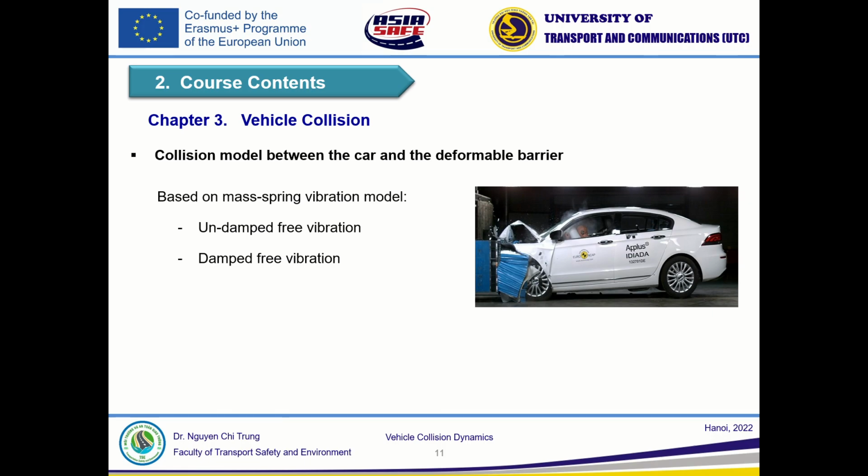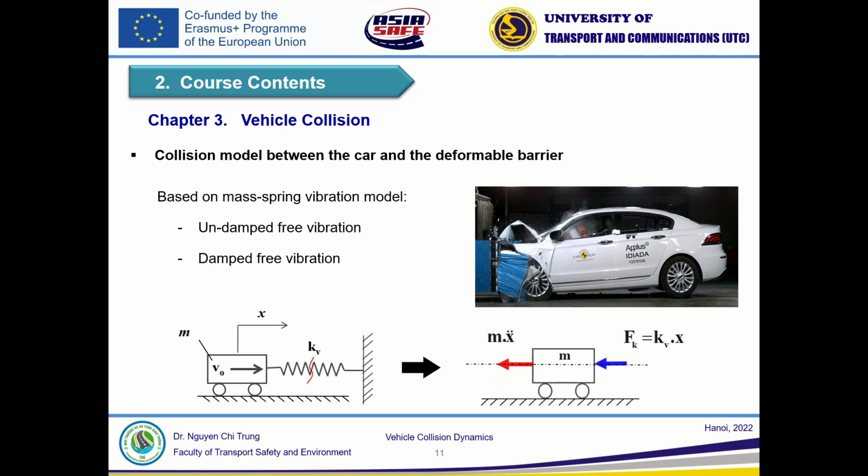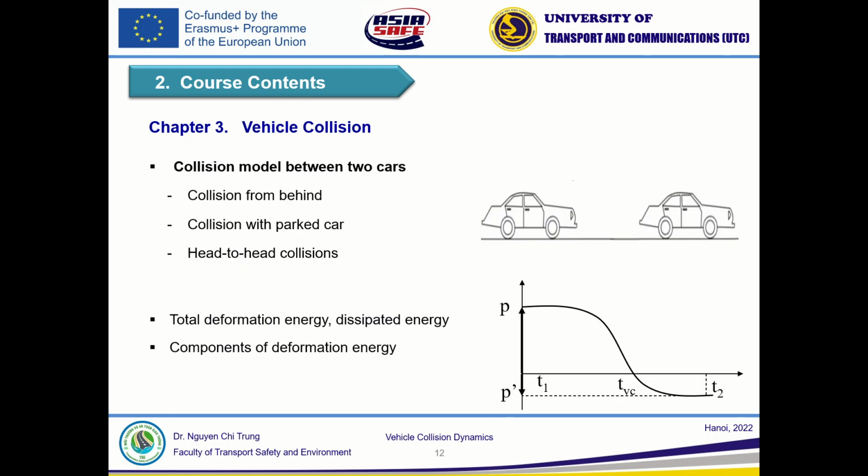The collision model between a car and the deformable barrier, based on mass spring vibration model, undamped free vibration and damped free vibration. Collision model between two cars: collision from behind, collision with parked car, head-to-head collision. Total deformation energy, dissipated energy, a component of deformation energy.